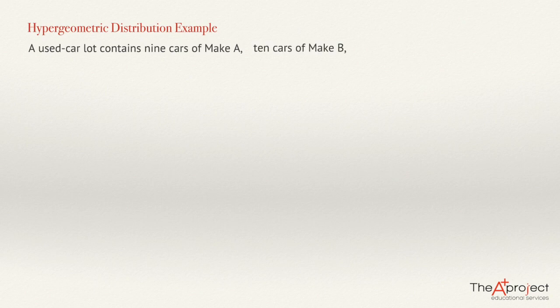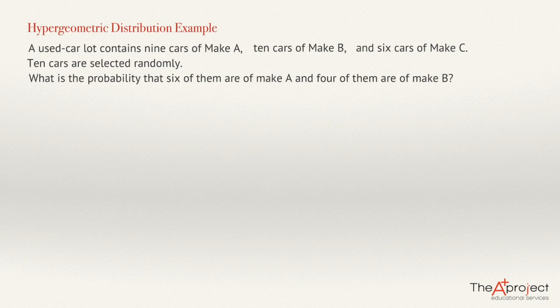In this video, I will be solving a problem that is an application of the hypergeometric distribution. The problem says like this. Assume that we have a used car lot that contains 9 cars of make A, 10 cars of make B, and 6 cars of make C. 10 cars are selected randomly. What is the probability that 6 of them are of make A and 4 of them are of make B?